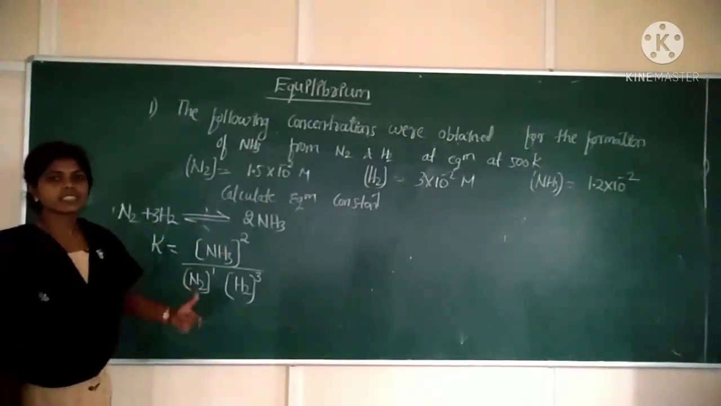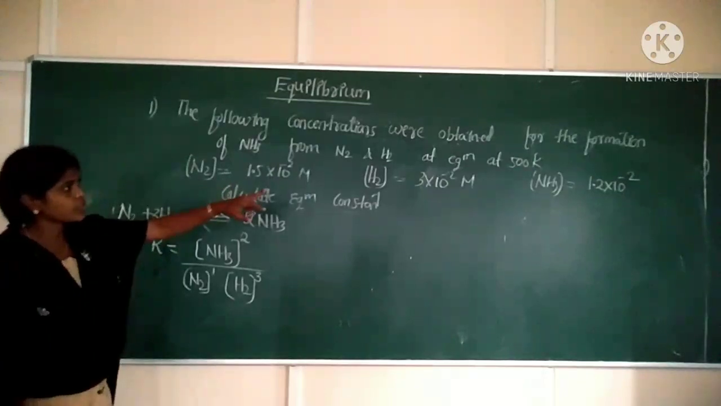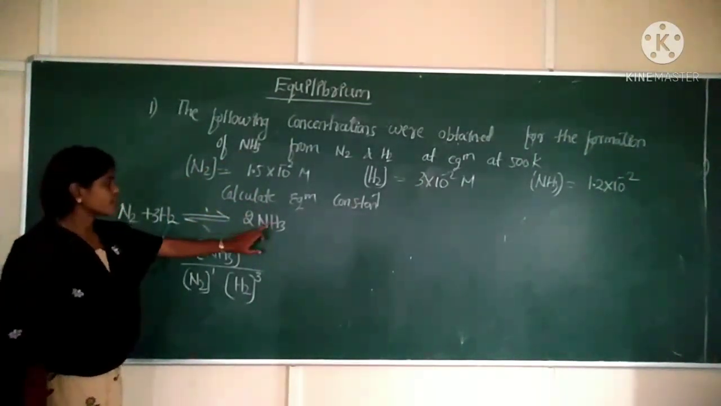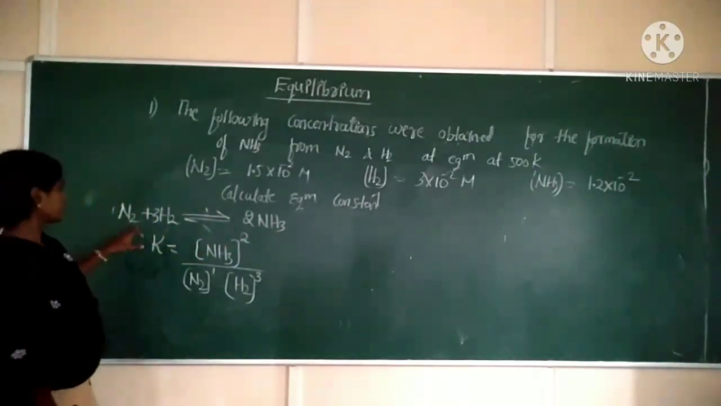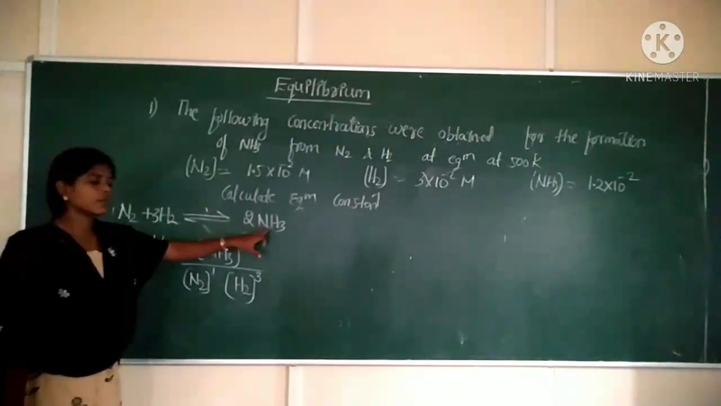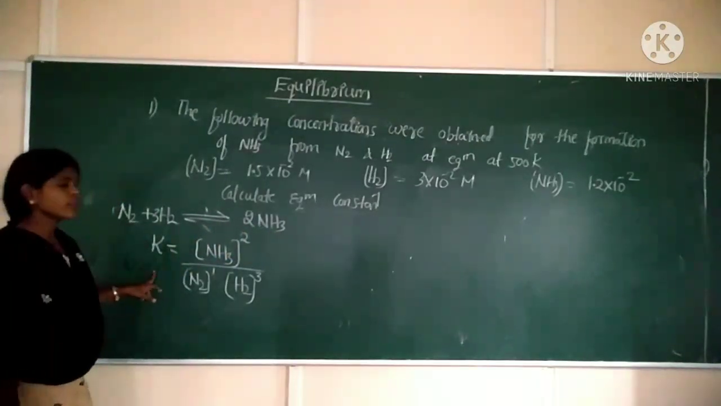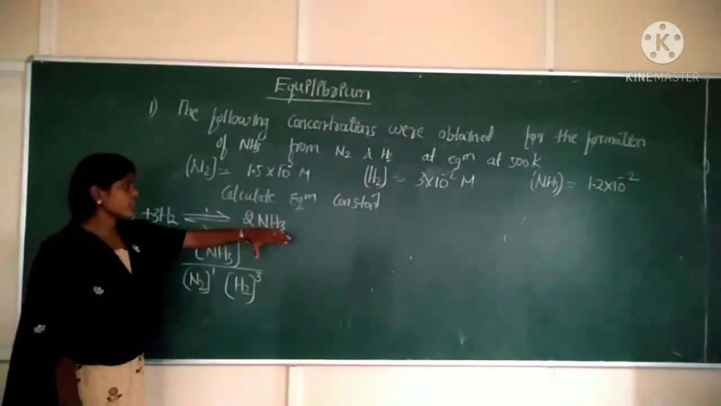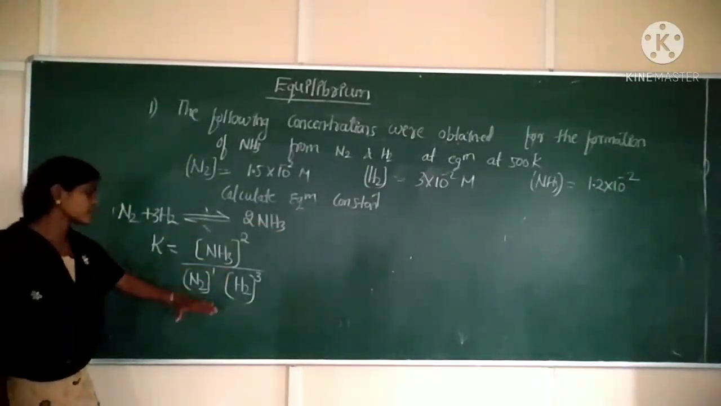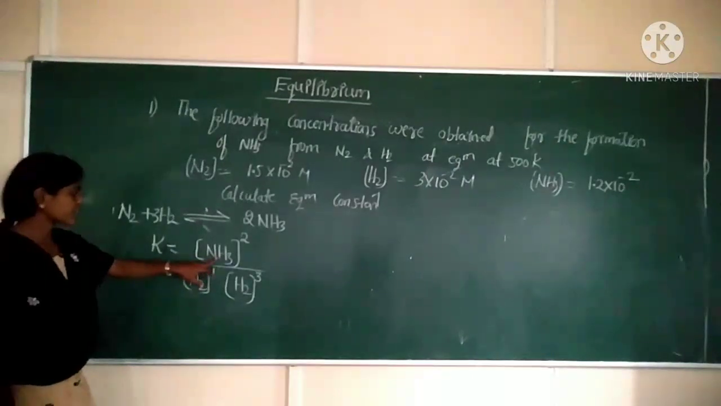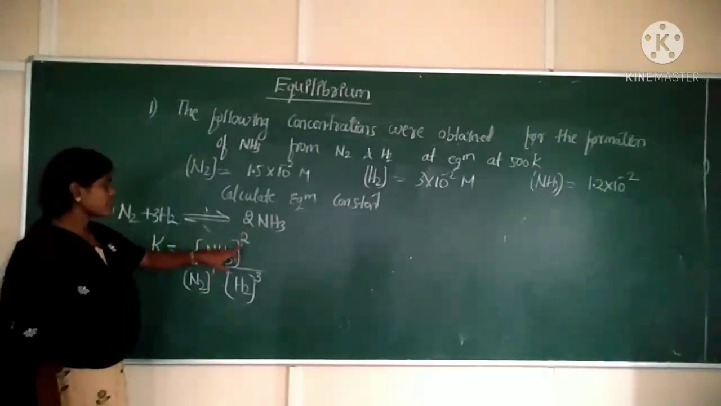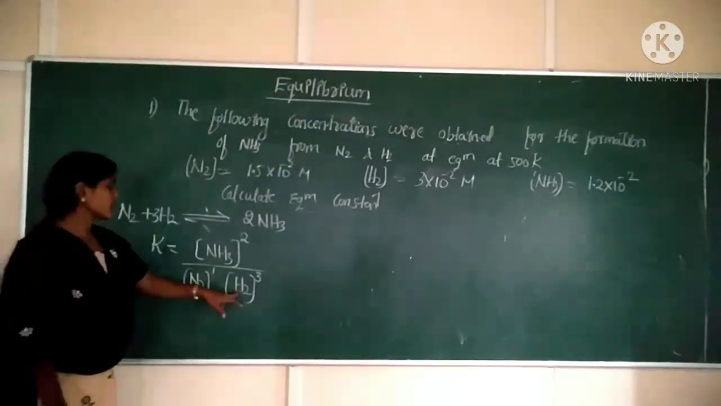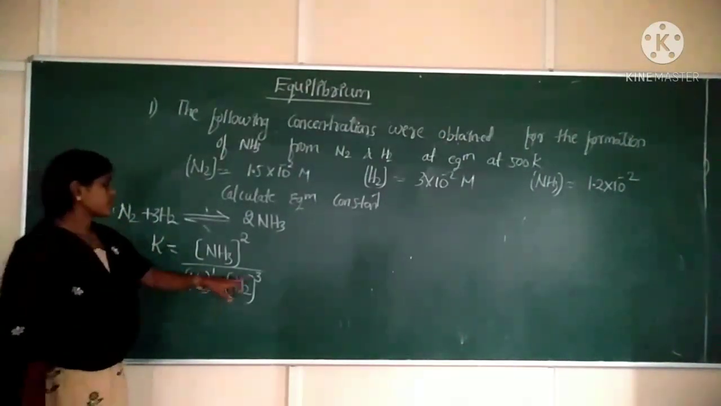The equation is not given. The reaction is not given. Only the question is given. What is the question? For the formation of NH3. So ammonia is formed. From which molecules is ammonia forming? N2 and H2. N2 and H2 react to form what? 2NH3. Now write the equilibrium constant for the reaction. What is equilibrium constant? Concentration of product divided by concentration of reactant. So the product is NH3, coefficient converted into what? Power, and concentration of reactant N2 into H2, power is 1, here power is 3.